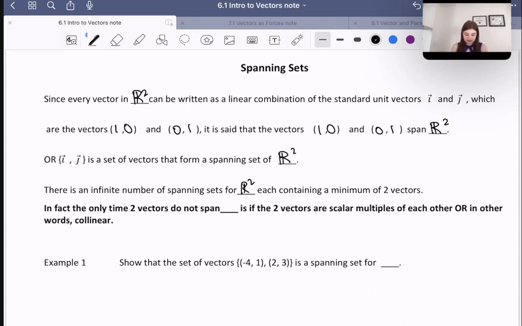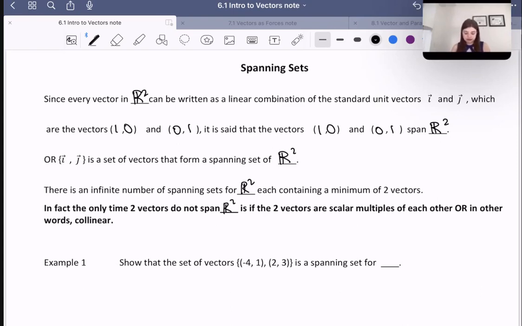Here it says, in fact, the only time two vectors do not span R2 is if the two vectors are scalar multiples of each other, or in other words, collinear, right? Because let's think about that. If I have two collinear vectors, are they going to span all of R2? Well, no, because they don't give us that second dimension, right? They're just parallel to one another, and so they wouldn't span the entire thing.